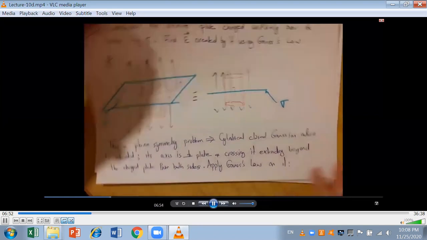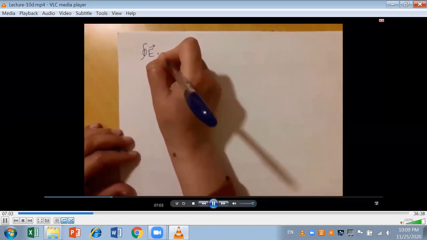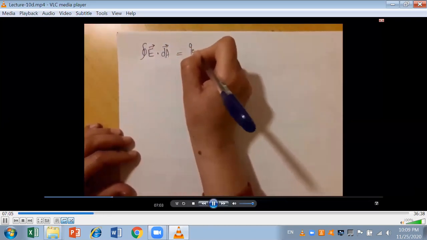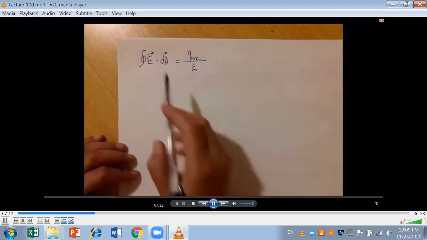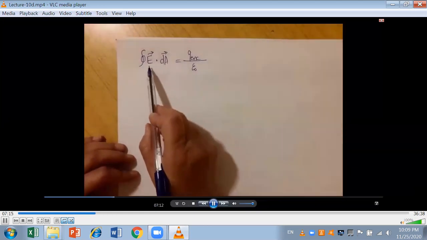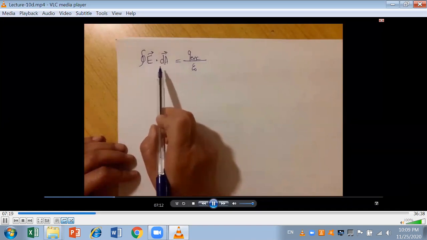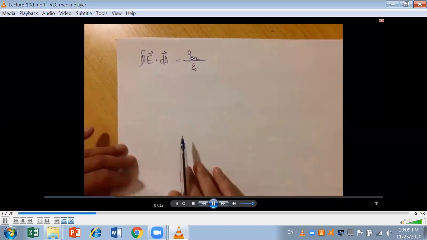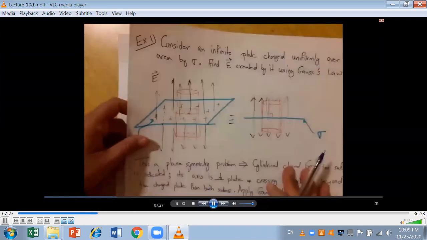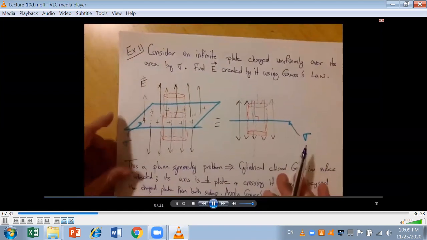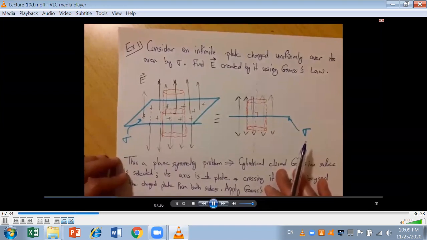What does it say? Gauss law, as usual, is the closed integral of E vector dot dA equals Q enclosed by the Gaussian surface over epsilon naught. I have to say what E vector is, and what dA vector is, which is on the Gaussian surface. My Gaussian surface is this whole cylinder.